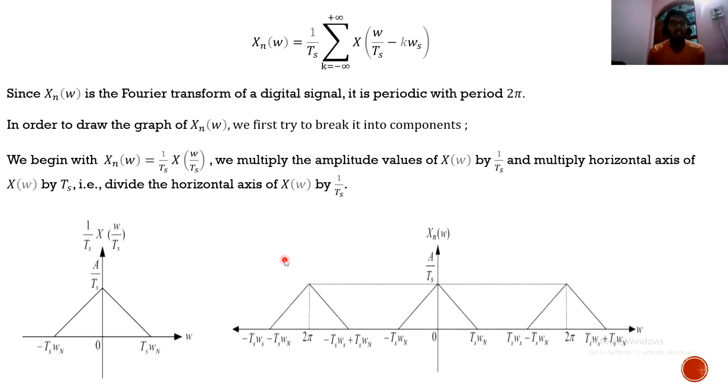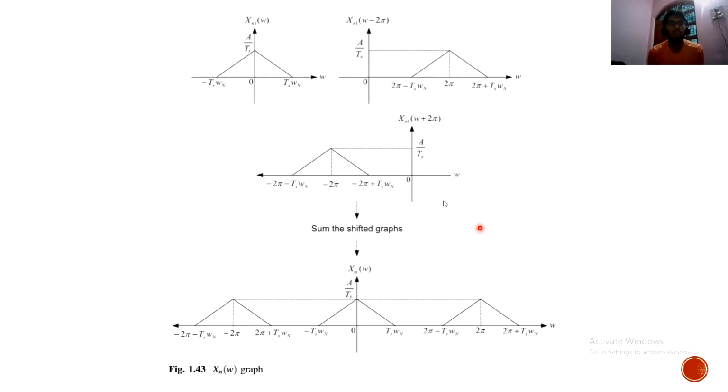Now moving forward, as we have seen previously for the frequency domain of a discrete signal, we have this general formula. In order to plot it, we will break it into components. We will first derive this formula for k equal to 0 and plot it, and for the rest of the formula we will plot this graph. Okay, now moving forward, we get the graph in this way.